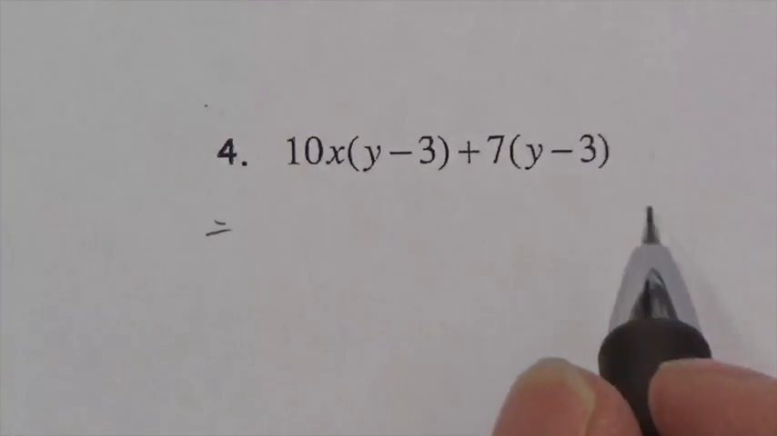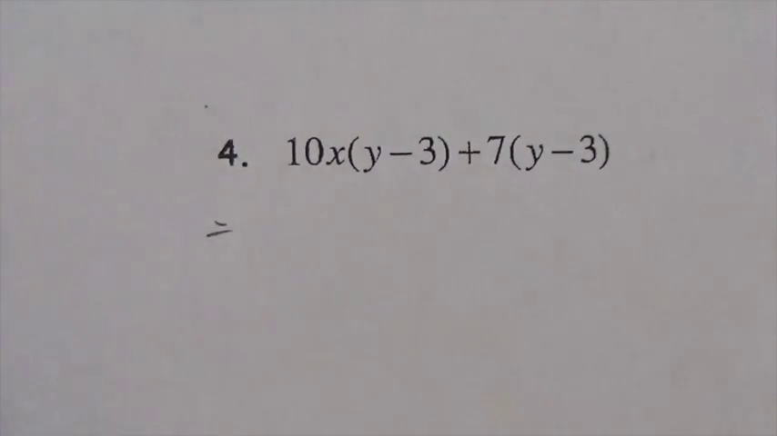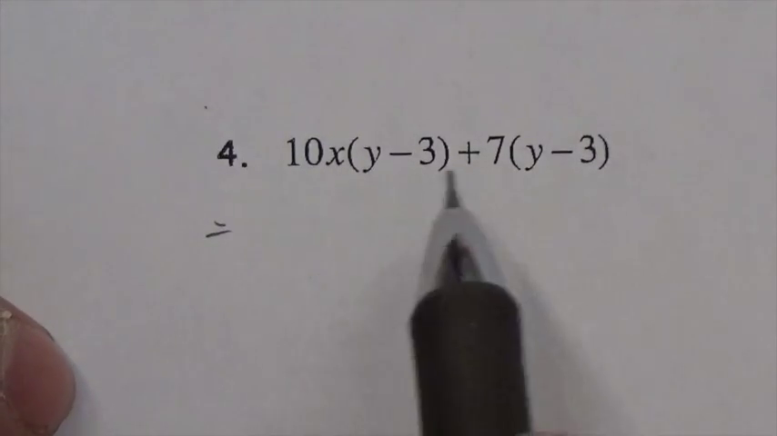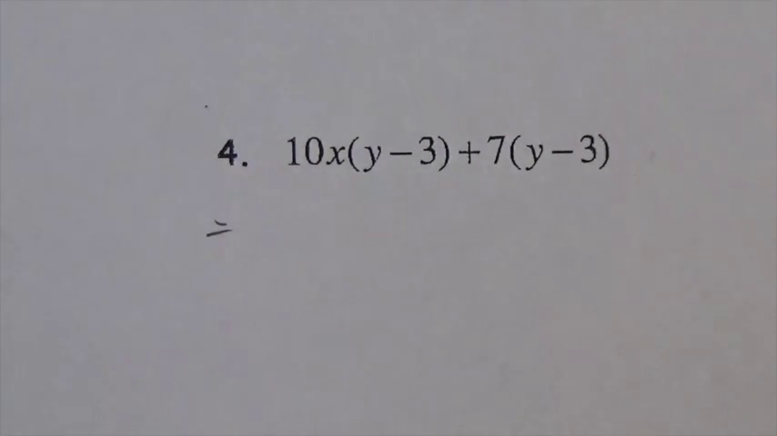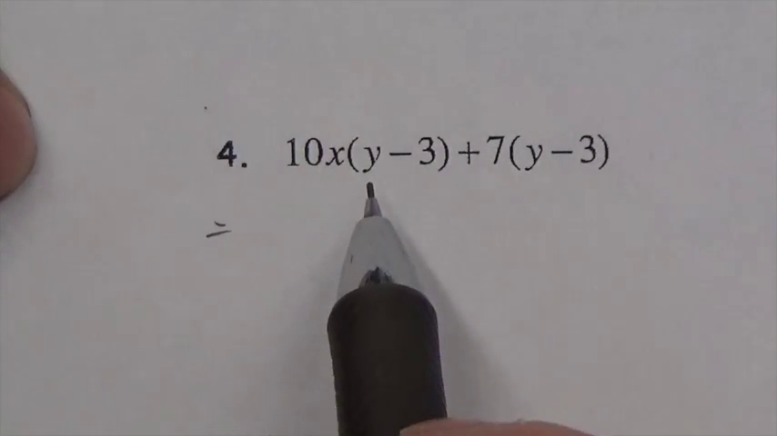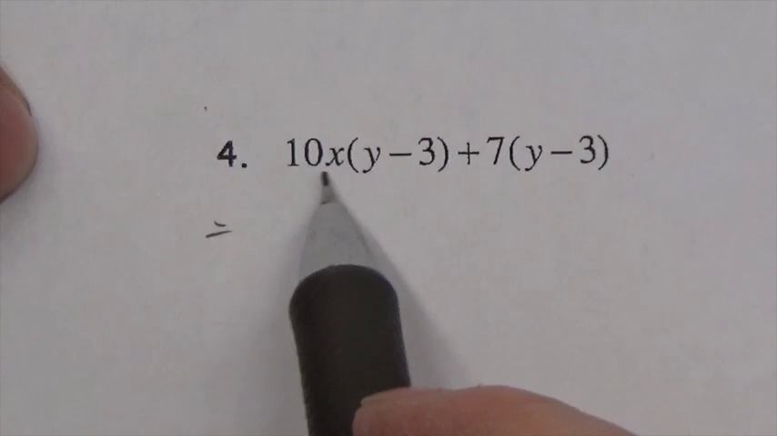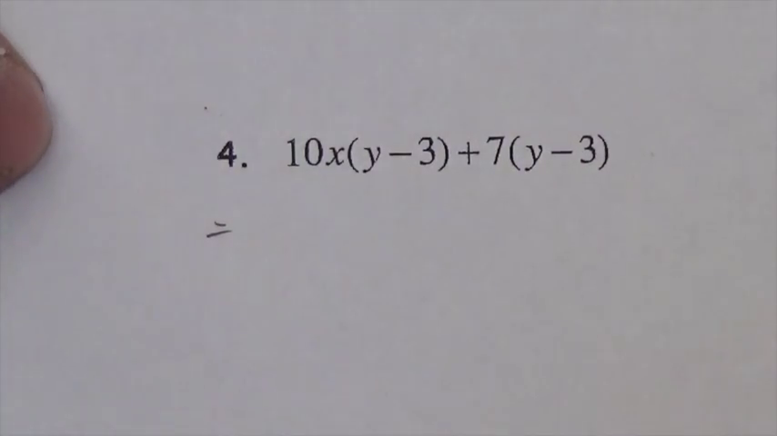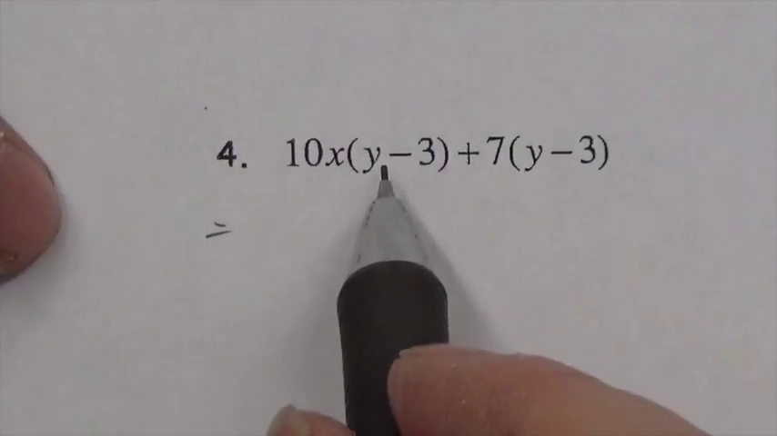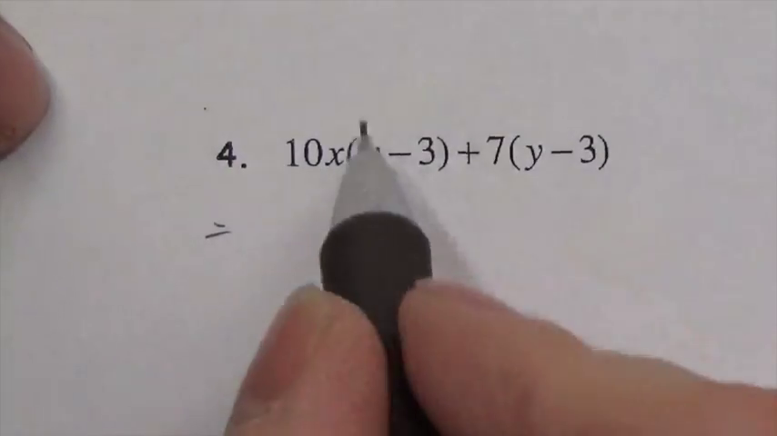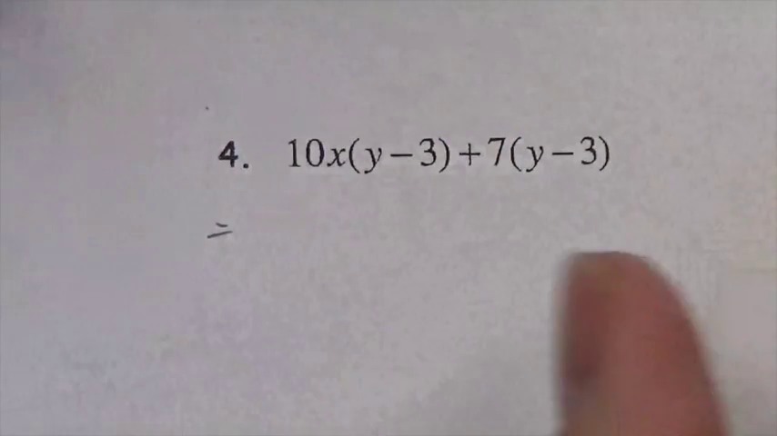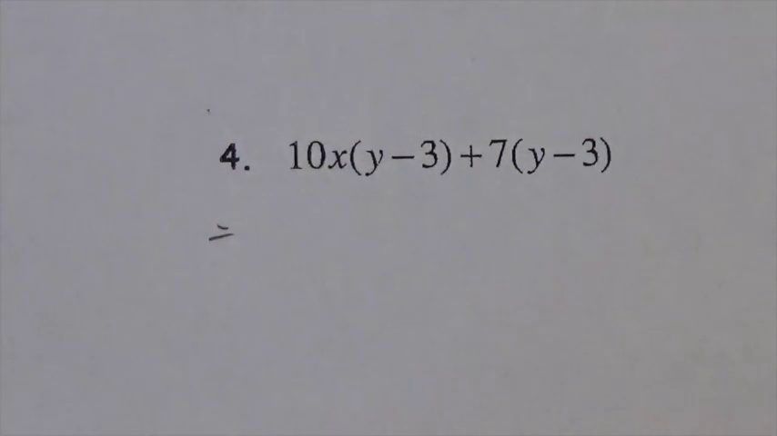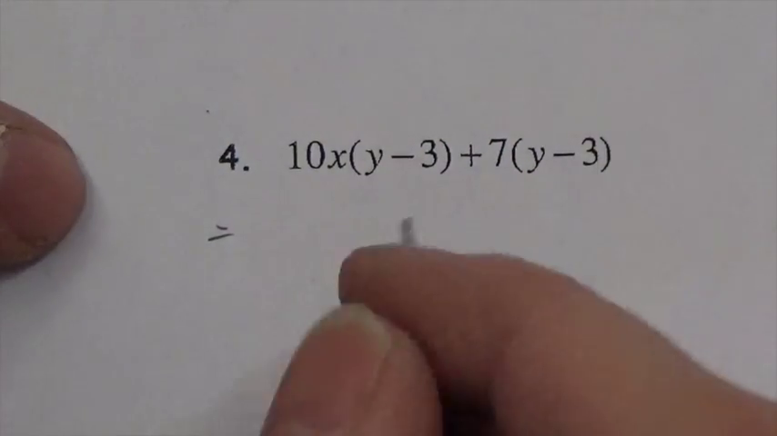Okay, now notice in this case right here, we do have this obvious binomial factor. We'll get to that in a second. Look at the coefficients here, 10 and 7. Okay, there's nothing common there. Okay, let's look at the variables here. The x is only in this first term, so it's not common. The y is in both terms, but because it's within the parentheses here, I actually can't think of the y by itself. I actually got to think of it as grouped together with that minus 3. Okay, the parentheses are that strong.